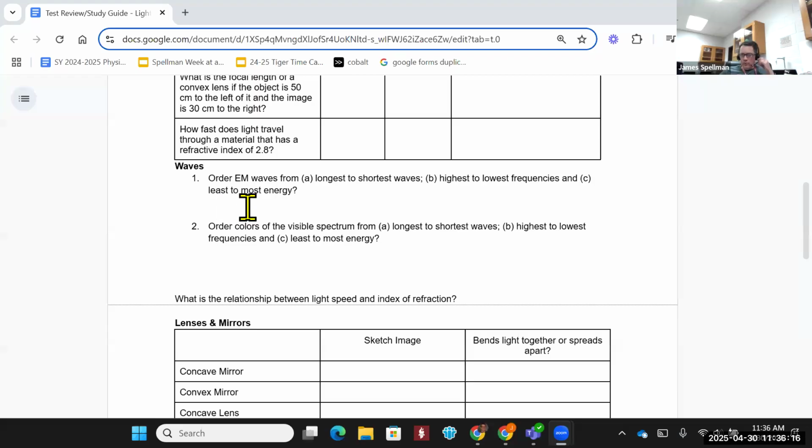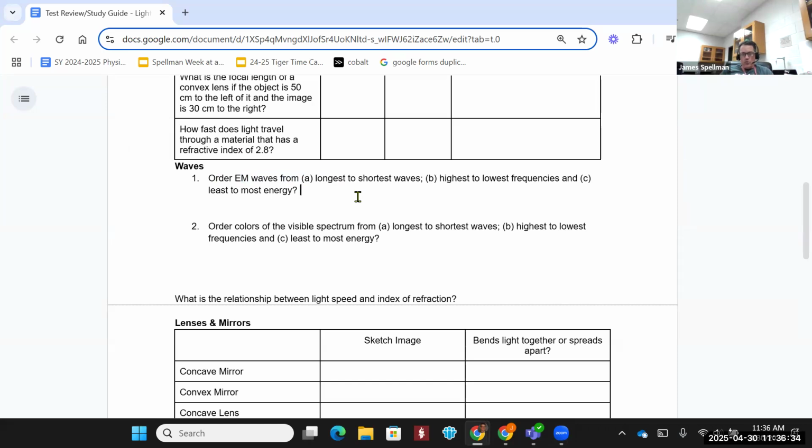All right, part two of our review, after we did the math, starting down here with waves. We're going to put the order of electromagnetic waves in longest to shortest, highest to lowest, least to most. So before you even start thinking about that, the first thing that we probably want to do is just put the electromagnetic waves in order.